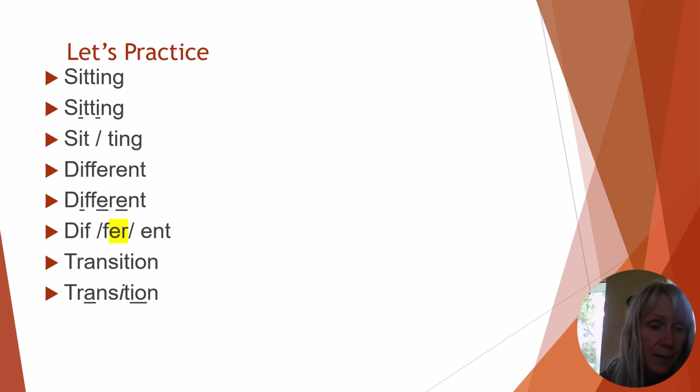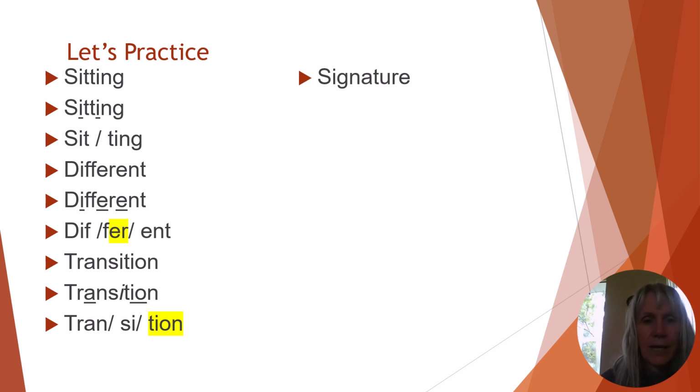Now, we separate it between the N and the S because we always separate those double consonant vowels after the first syllable. I had two consonants together between my A and my I, so I separate between the N and the S. So what's it going to look like? It's going to look like this. Transition. Good job. Let's move on to signature.